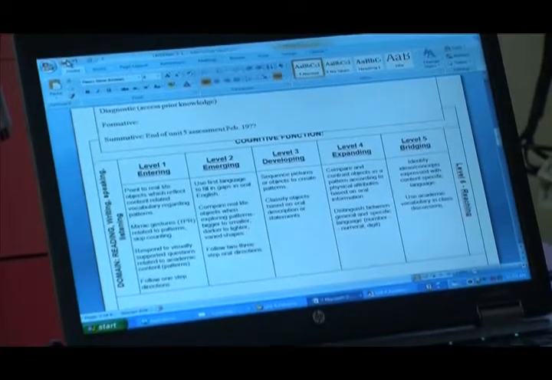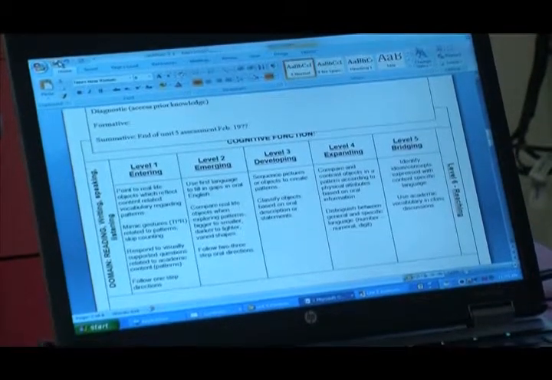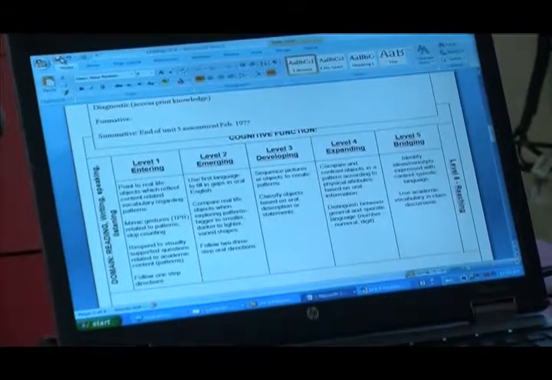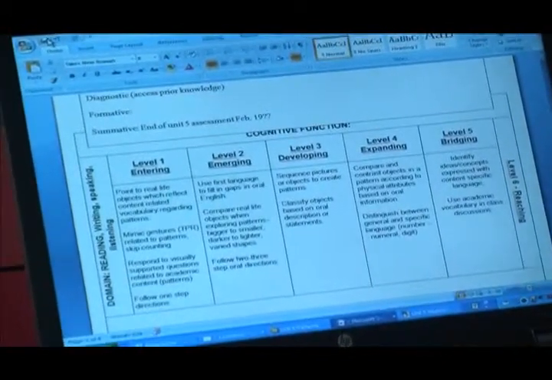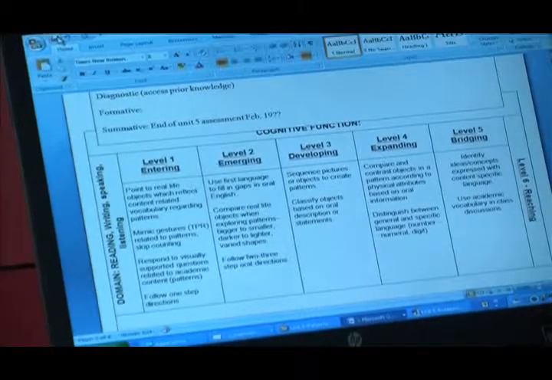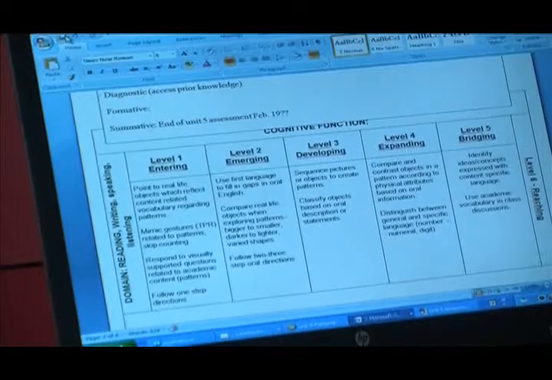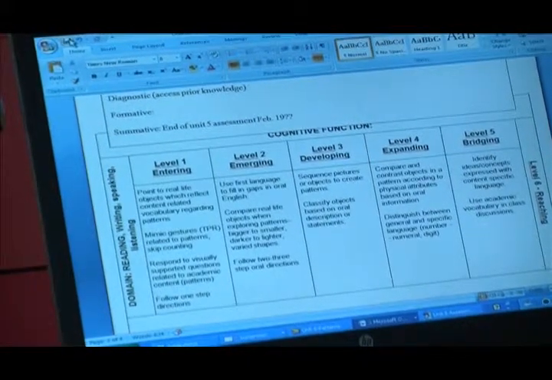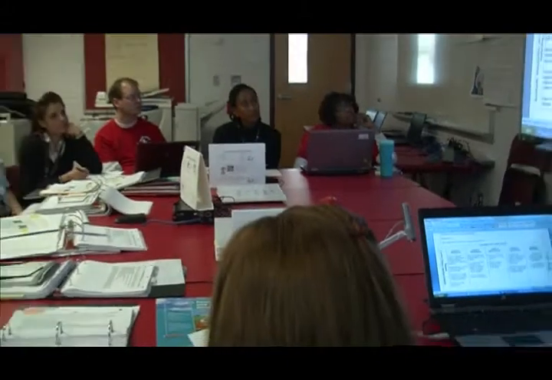And then we talked about distinguishing between general and specific language. That's where they know number, but they don't necessarily know numeral and digit. And that's what throws them off on the assessments, because you think, oh, number is so close to numeral, but it really throws them off. So just to keep that in mind. And then as we get to the higher levels, it's much easier for them to engage in the content language.